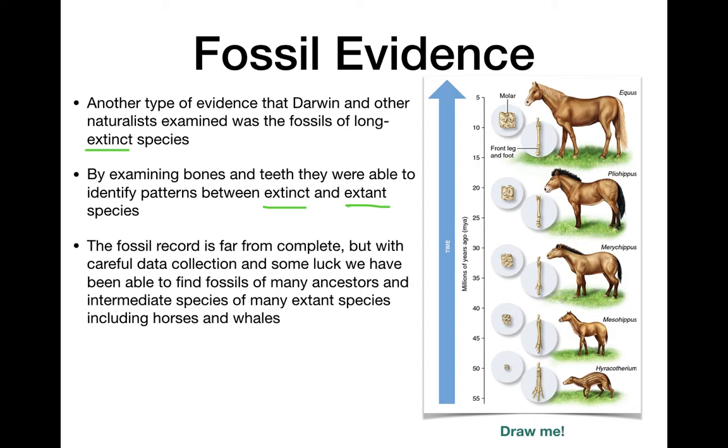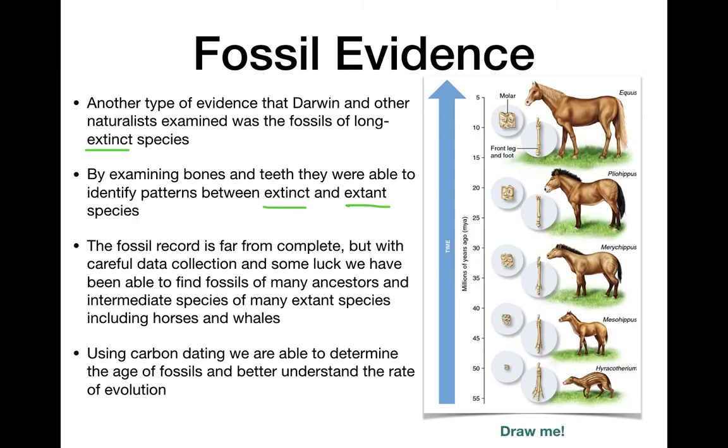Okay, now this fossil record isn't complete. We don't have all the intermediate species for every single species that exists on Earth today. We do have it for a few of them, including horses and whales, and we're able to analyze those ones as further evidence for evolution.